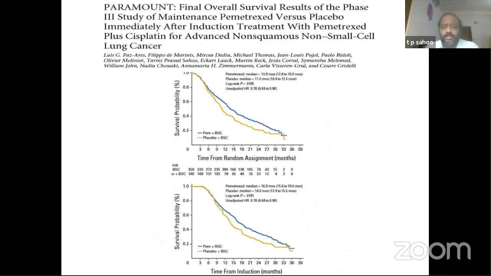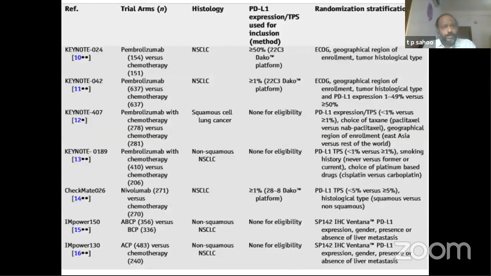The Paramount study, we know now that we need to do a maintenance if you're giving chemotherapy first line. Now coming to the last part of my two slides, what more? We were really plateauing beyond the maintenance. In 2012, we got the maintenance study, till the immunotherapy came in. And this has been very diverse.